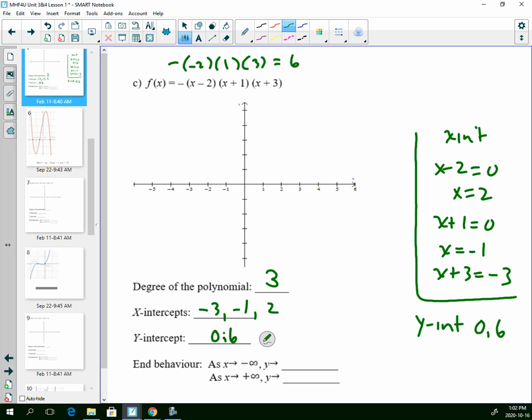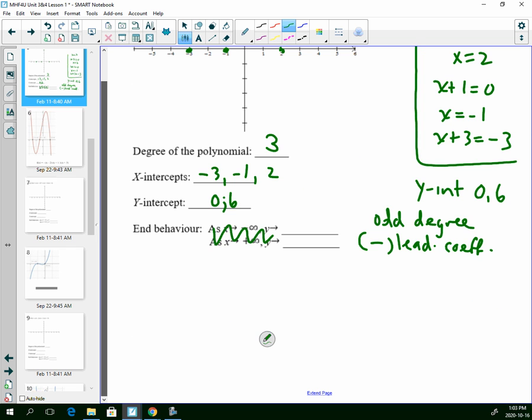So I could start my sketch by putting these points on the graph. So -3, -1, 2, and the y-intercept at 1, 2, 3, 4, 5, 6, so up here. Okay, the other thing I know is that it's an odd degree and a negative leading coefficient, right? Because it's got that -1 here at the front. So I know it's going to have ends in the opposite direction and go downhill. So I know it's going to look something like that.